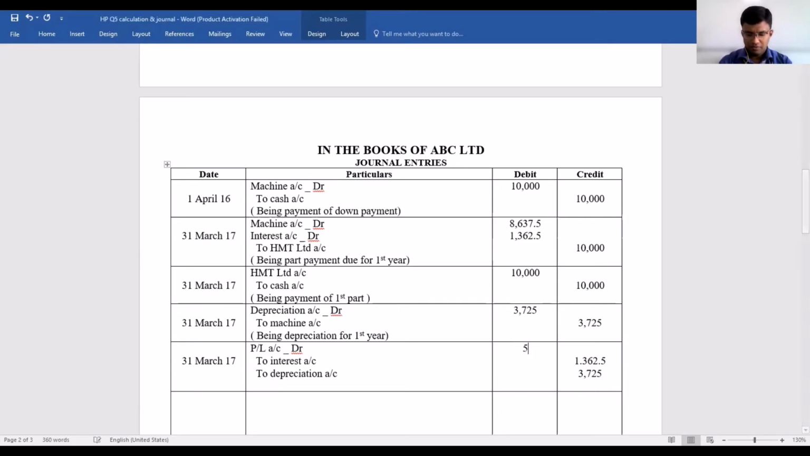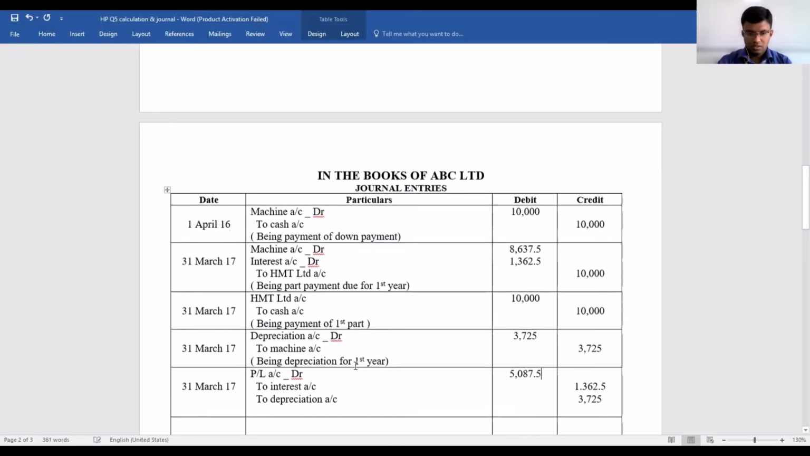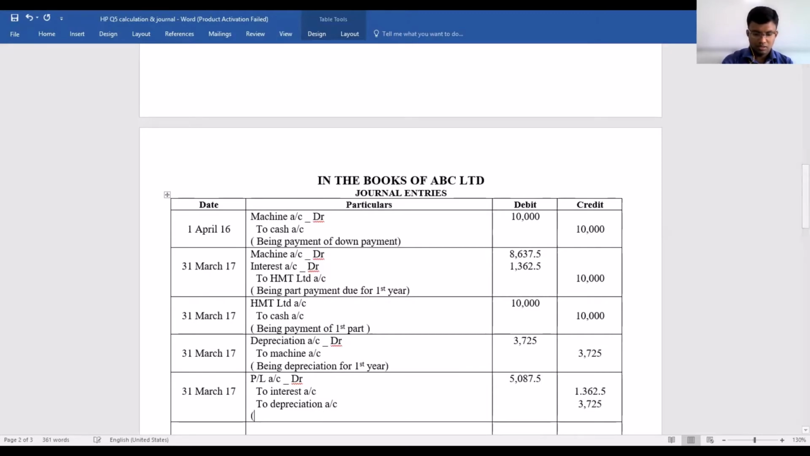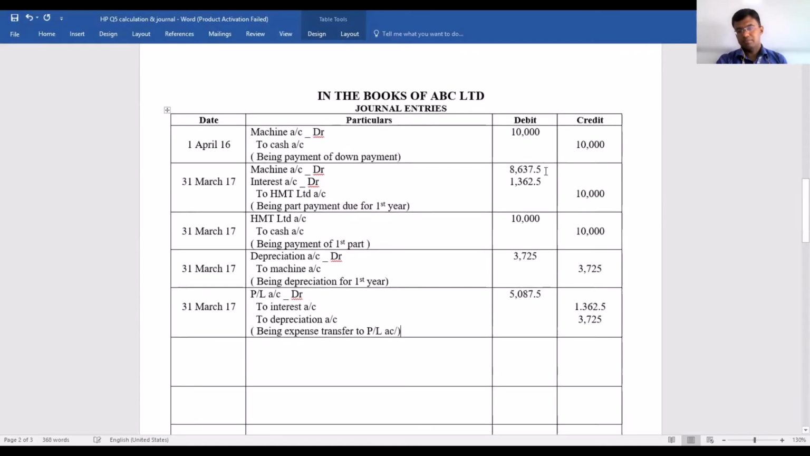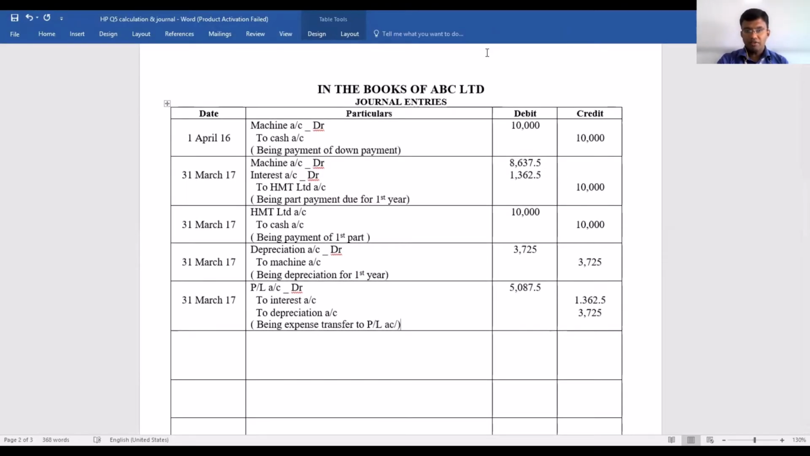So this will be 5,087.5, being profit and loss account. So we have completed the journal entry for first year.